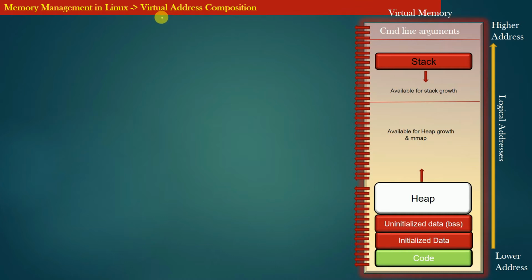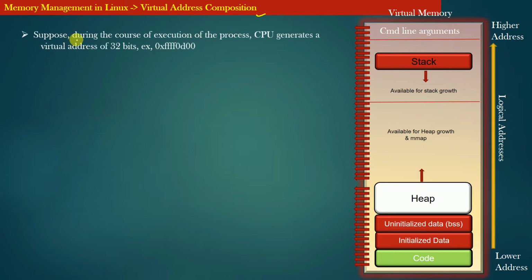So welcome back guys. Now next let us discuss the composition of virtual address. Suppose during the course of execution of a process, CPU generates a virtual address of 32 bits. So for example, let us say that the CPU generates the following virtual address.